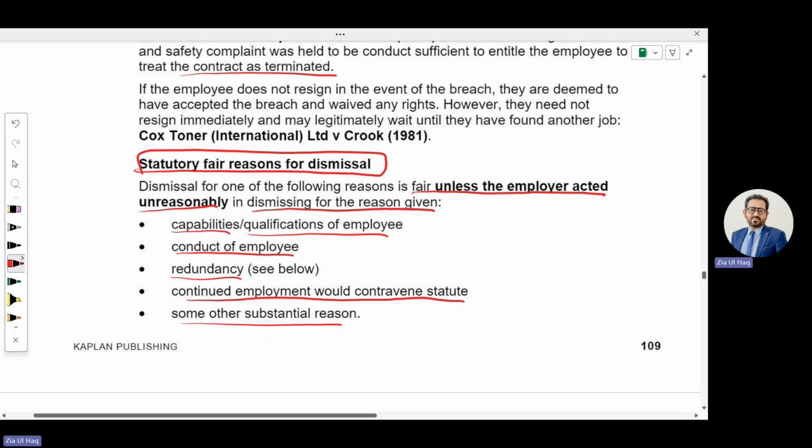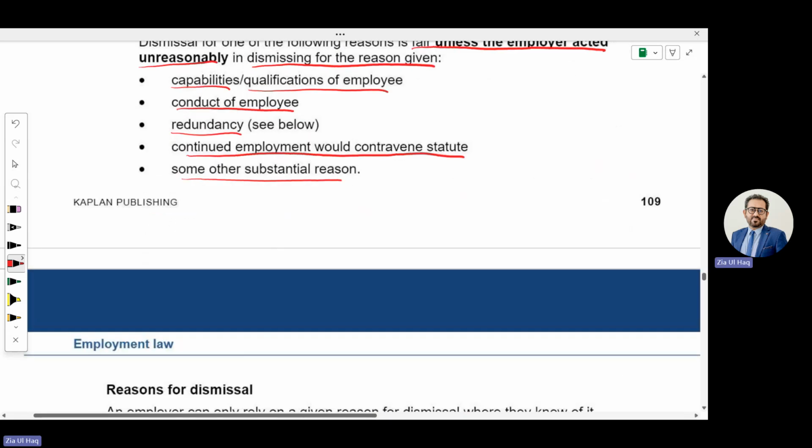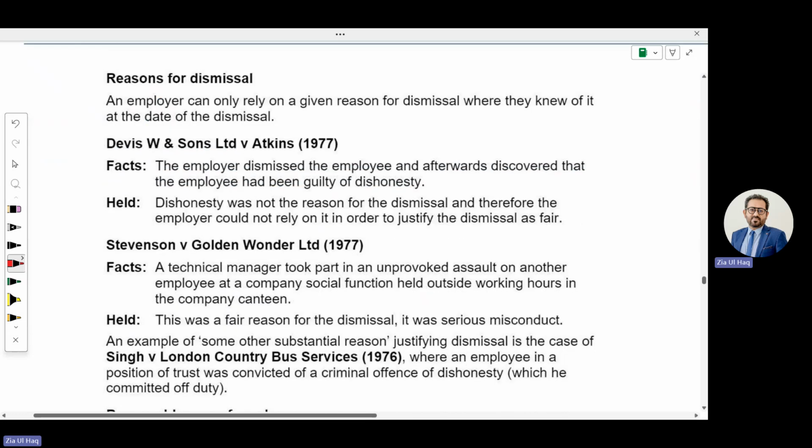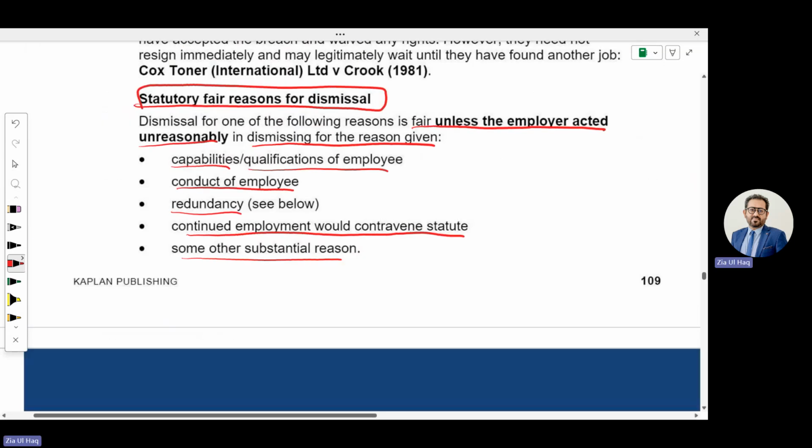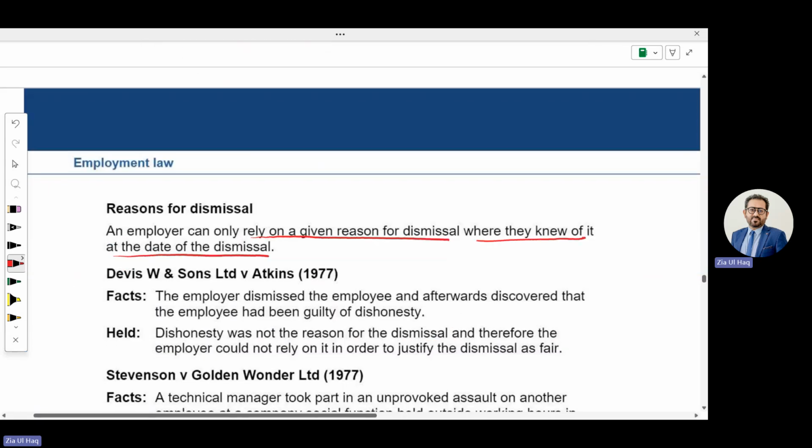And what was the statutory fair reason for dismissal we have discussed? An employer can only rely on a given reason for dismissal where they knew of it at the date of the dismissal. What are the fair reasons? Capability, qualification, misconduct by employees, redundancy, employing contravening a statute, some other substantial reason.